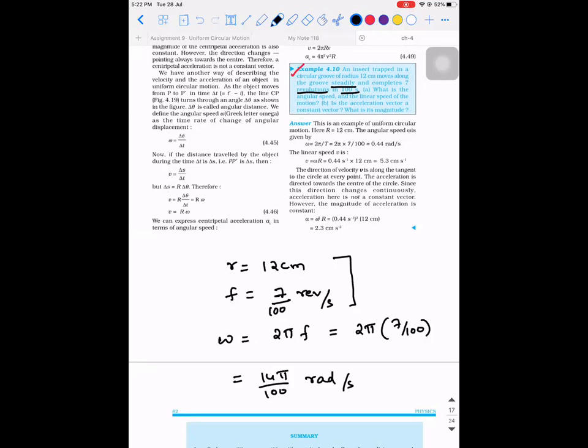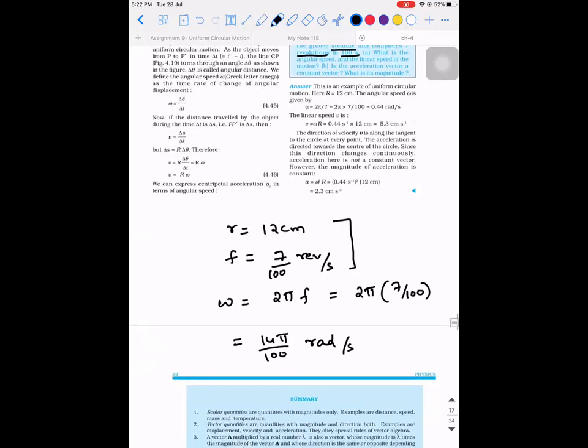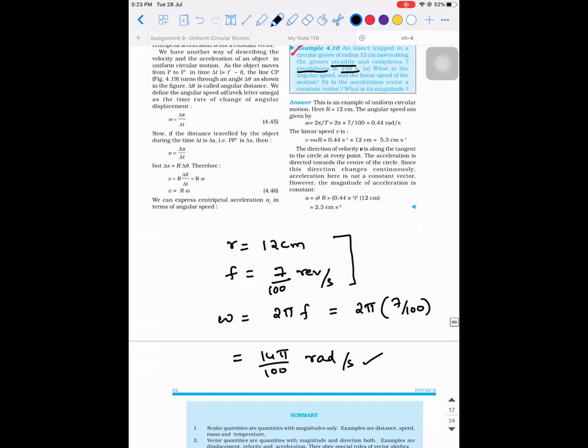Yes, sir. So now they're asking what is the angular speed? Angular speed is 14 pi by 100 radian per second. 14 by 100 means 7 pi by 50 radian per second. You can leave it as 7 pi by 50 also; you need not write it as a decimal value. This is the angular speed.